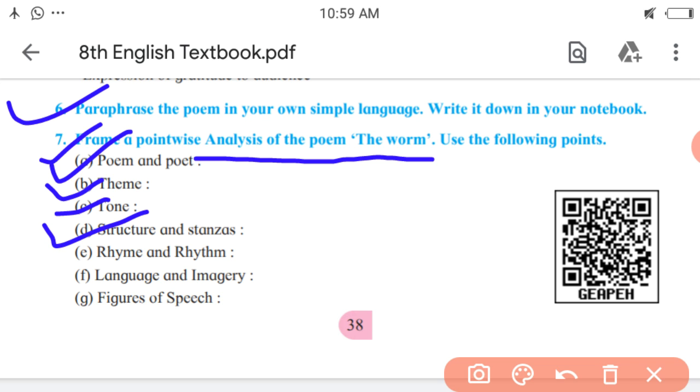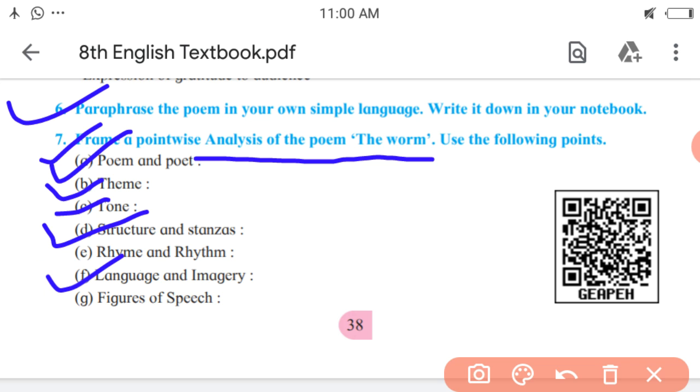Structure and stanza. What is structure? Structure means how many lines are used in each stanza, and how many stanzas there are, that you have to write. For example, the poem has 4 stanzas. The first stanza has 4 lines. In this way you have to write for each stanza. Next, rhyme and rhythm. What is the rhyme scheme of the poem, that you have to write. For example, for the first stanza the rhyme scheme is ABAB. In the same way you have to write for the second, third and fourth stanzas.